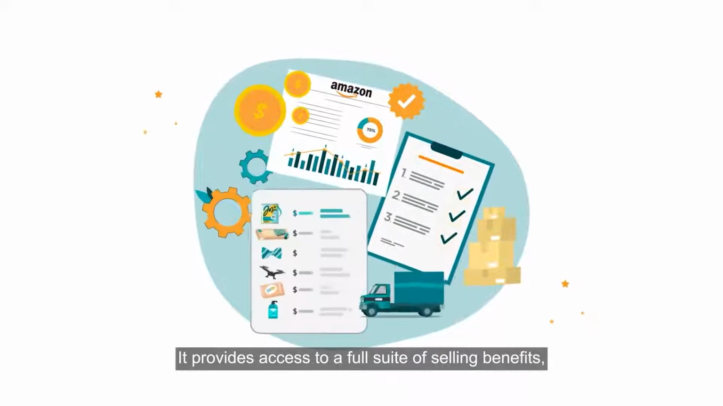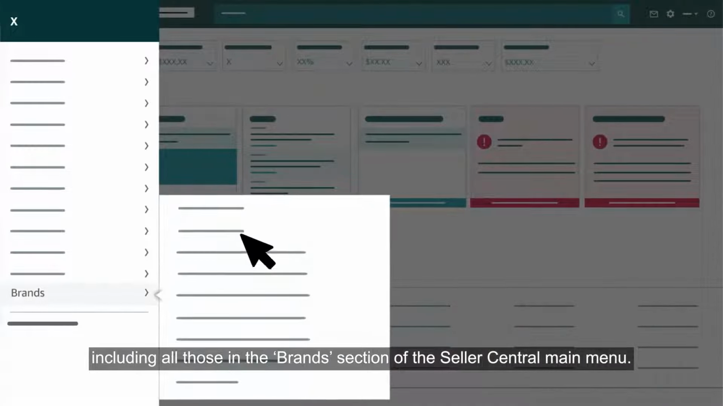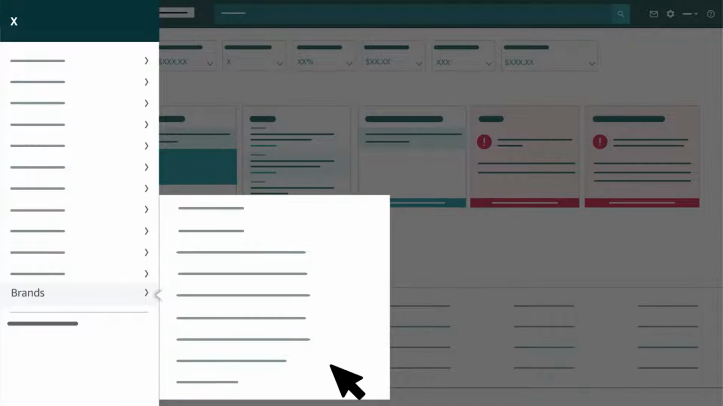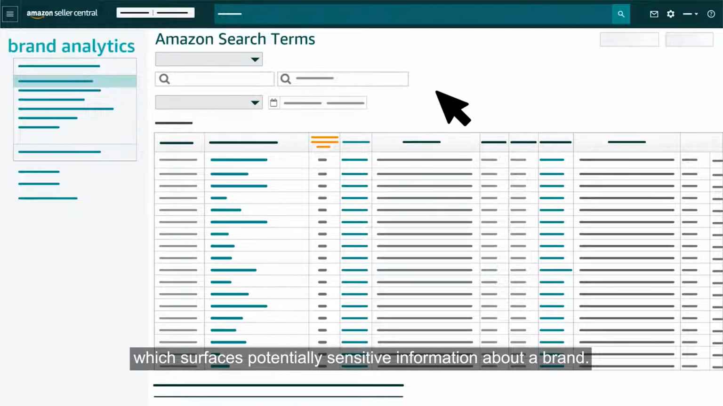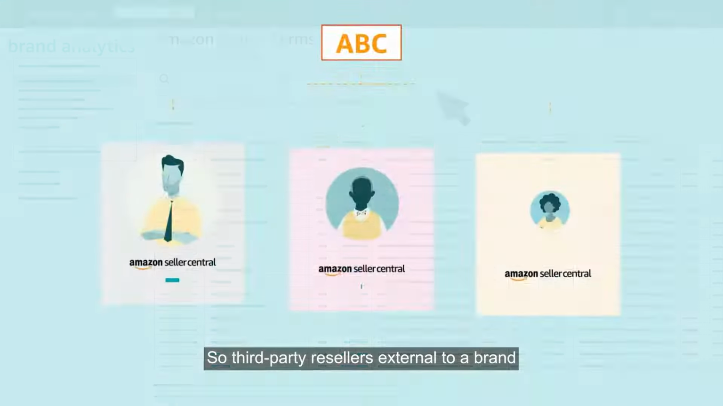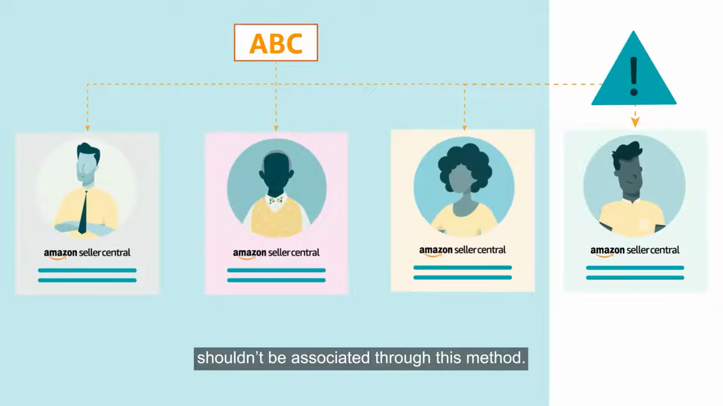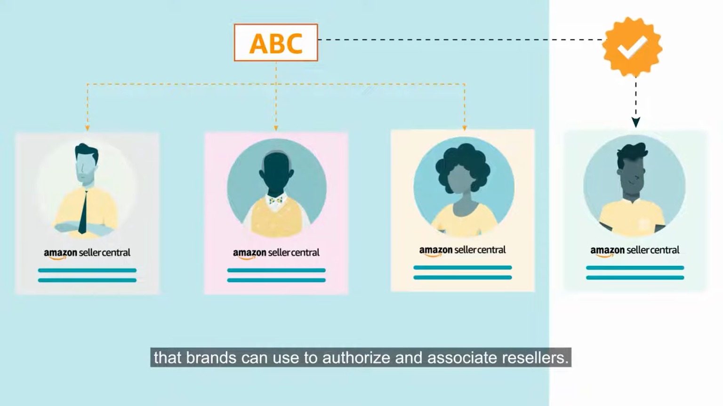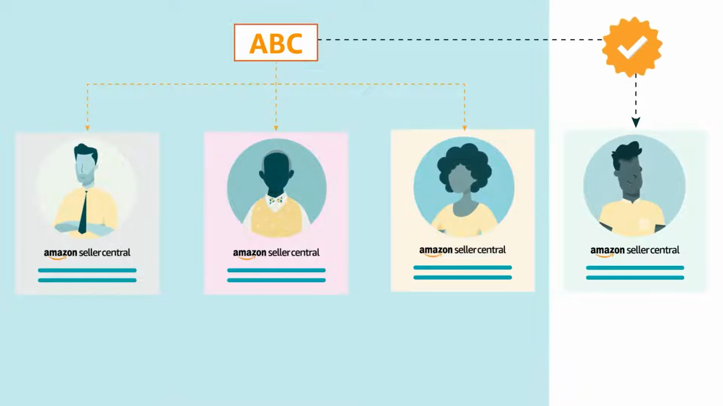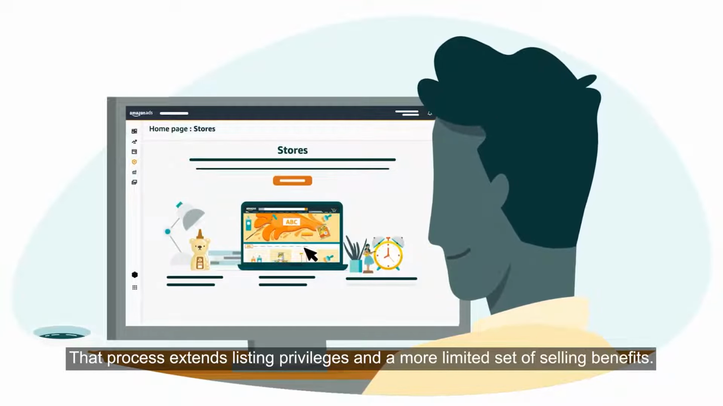It provides access to a full suite of selling benefits, including all those in the Brands section of the Seller Central main menu. This section provides access to benefits like Amazon Brand Analytics, which surfaces potentially sensitive information about a brand. So third-party resellers external to a brand shouldn't be associated through this method. We'll offer separate directions at the end of this video that brands can use to authorize and associate resellers. That process extends listing privileges and a more limited set of selling benefits.